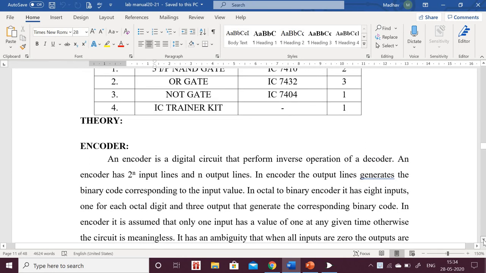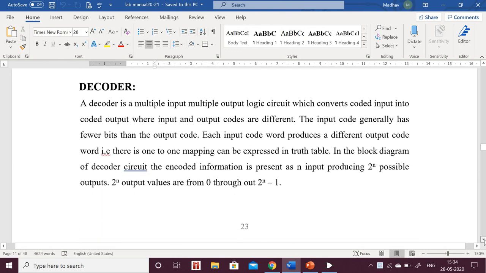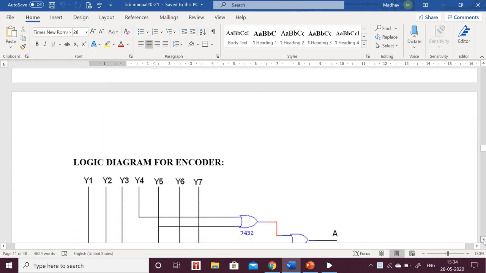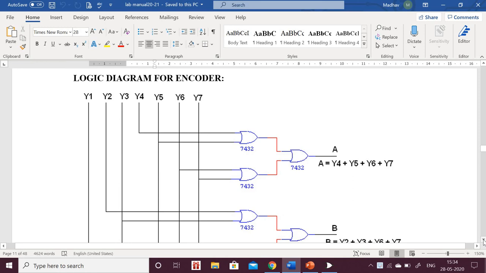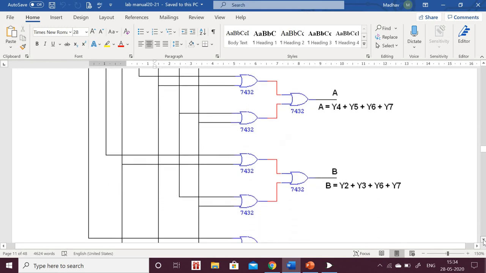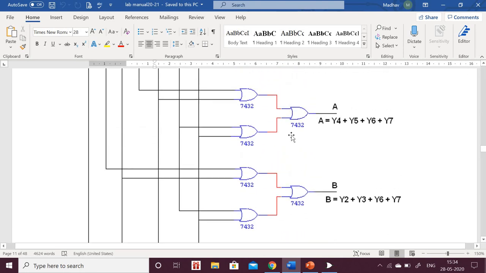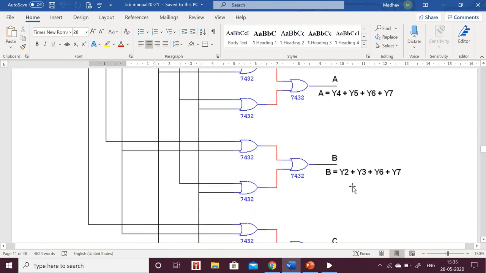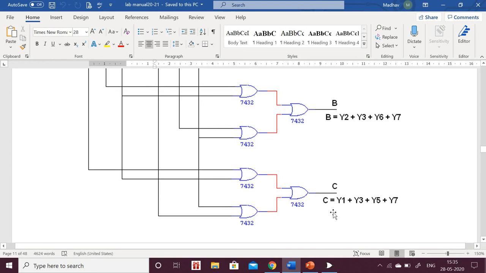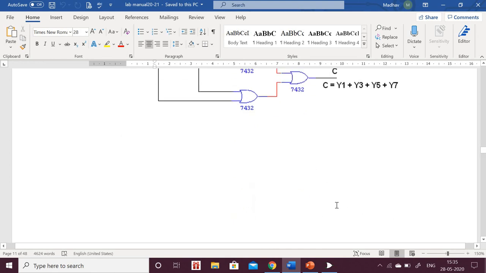Apart from those gates, with AND gates also we can construct the encoder circuit. This is the encoder circuit, which consists of 7 inputs and 3 outputs. So look at the formula for the outputs. A is nothing but y4, y5, y6, y7. By adding y4, y5, y6, y7 we will get A. With B you will get y2, y3, y6, y7, and C is y1, y3, y5, y7.